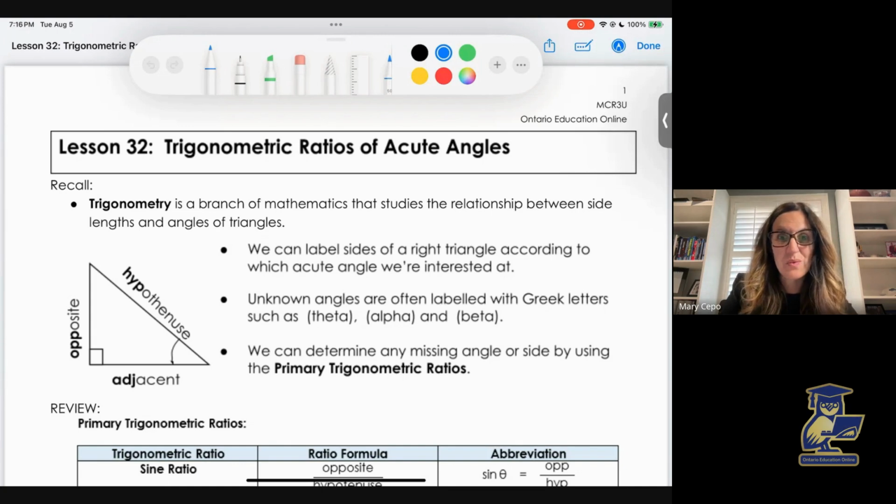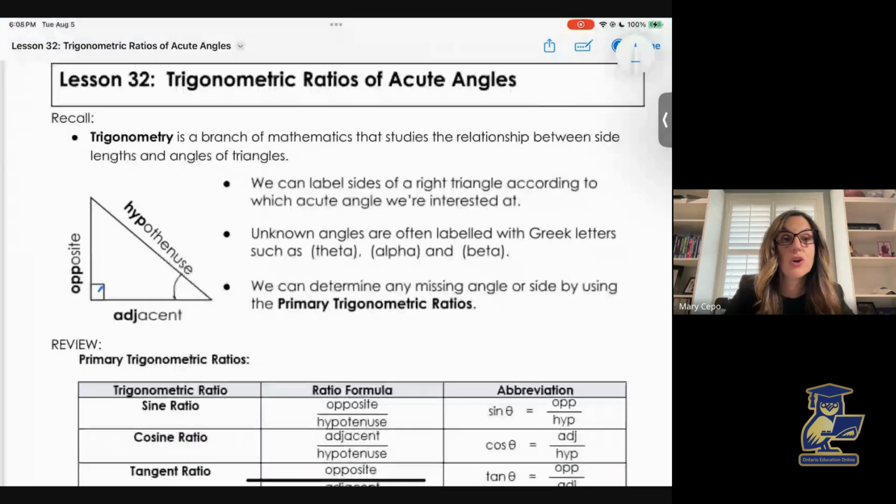In this lesson, we will explore the fundamental trigonometric ratios of acute angles and their applications. So let's begin by recalling what an acute angle is. Well, an acute angle is an angle less than 90 degrees. What is trigonometry? Trigonometry is a branch of mathematics that studies the relationship between side lengths and angles of triangles.